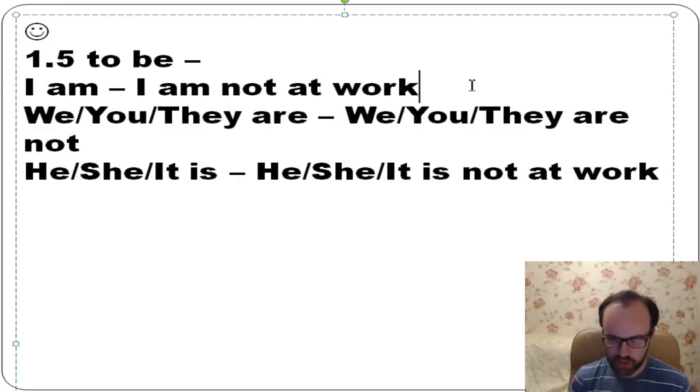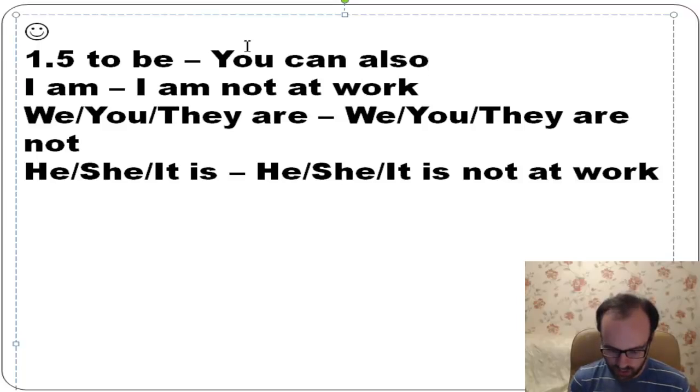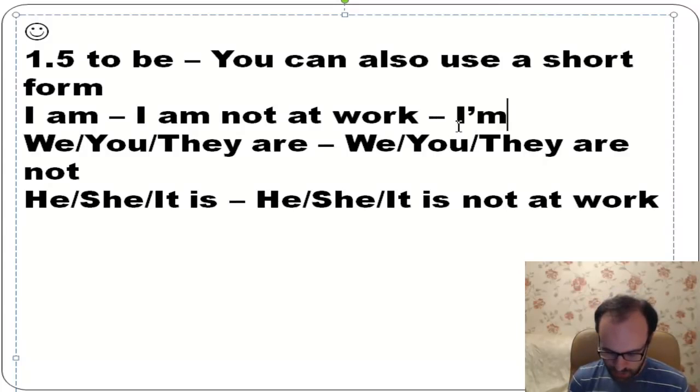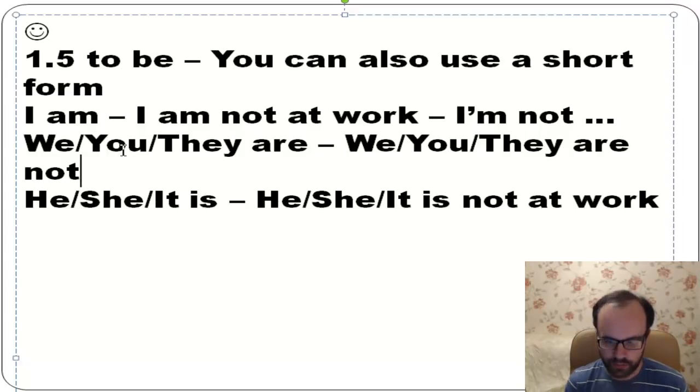So you can also use a short form. So look, I'm not at work.